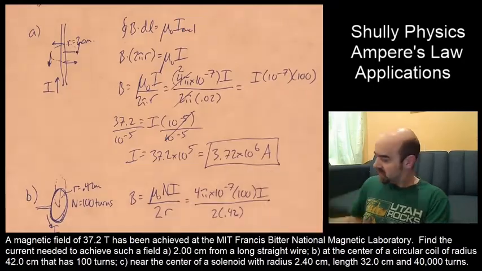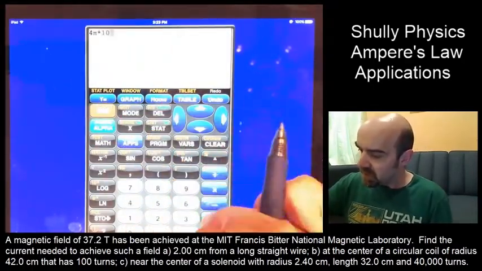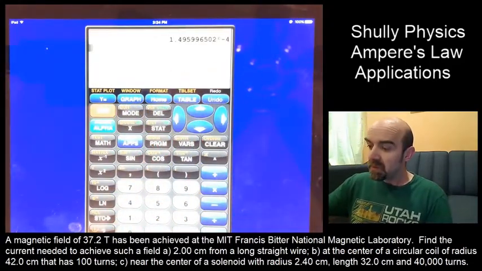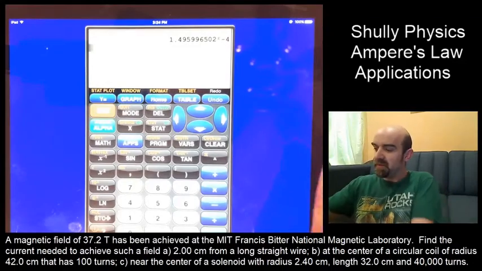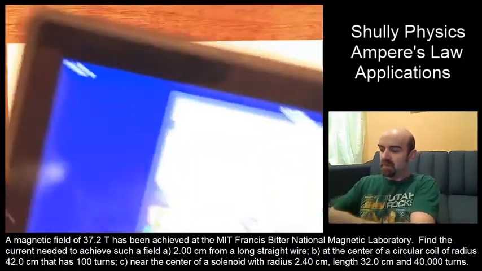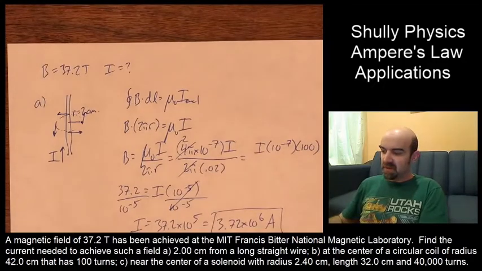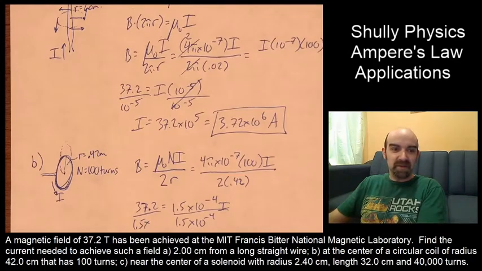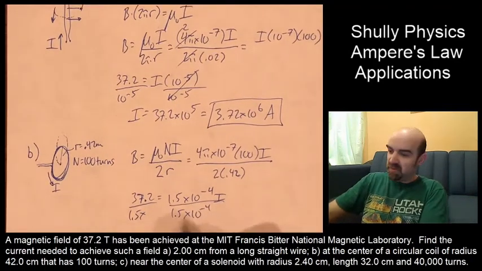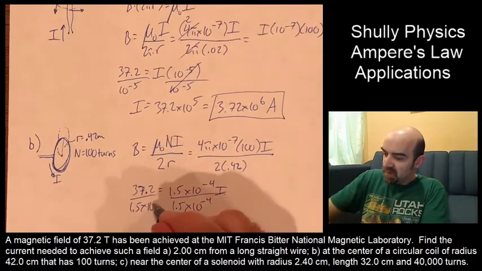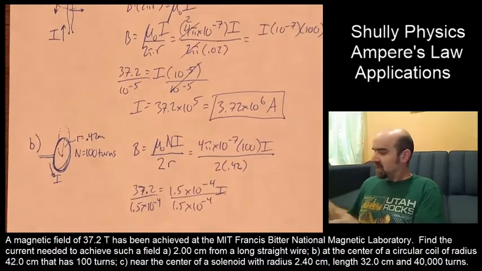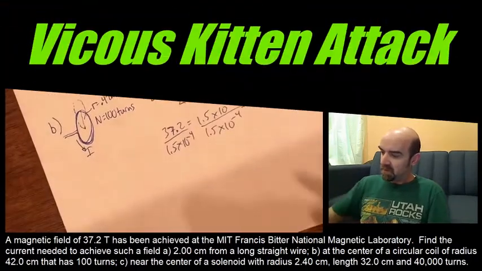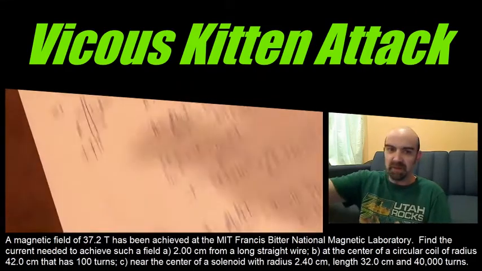37.2. So we get a 1.495, I'll say 1.50 times 10 to the negative 4. So that's 1.5 times 10 to the negative 4. We're going to divide by that on both sides. 37.2 divided by that answer. And we get a whopping big number here.